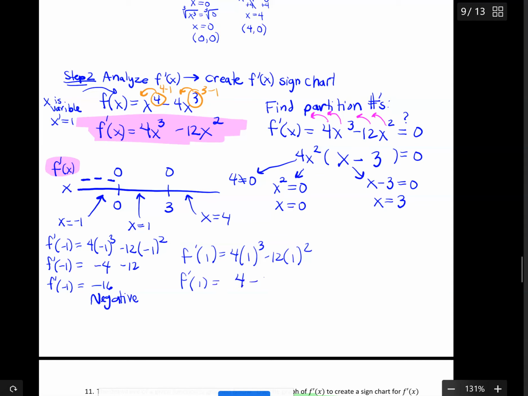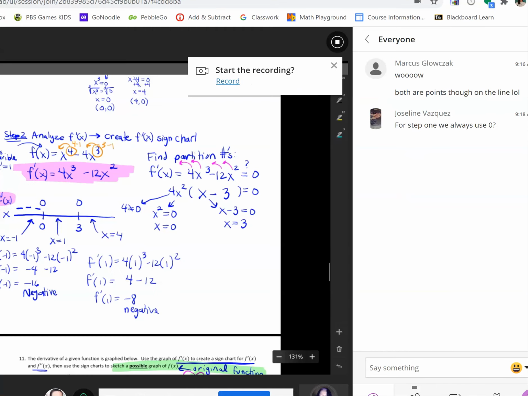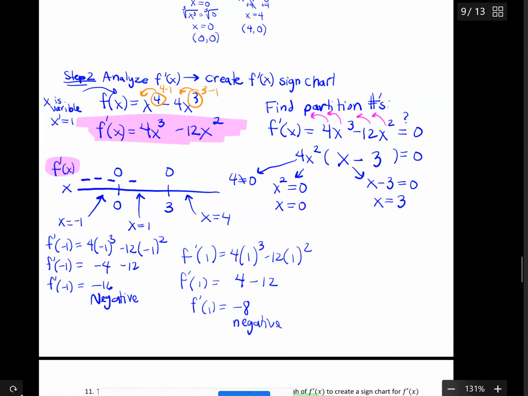Okay, so show me a status, since I can't see your face. Show me a status on how you're feeling about this first derivative sign chart. How are you feeling about step 2? Finding the partition numbers, testing points in the intervals between the partition numbers. Later, we're going to use this to graph slopes of tangent lines. Right now, we're just creating that. Okay, so let's go ahead and do our step 3.